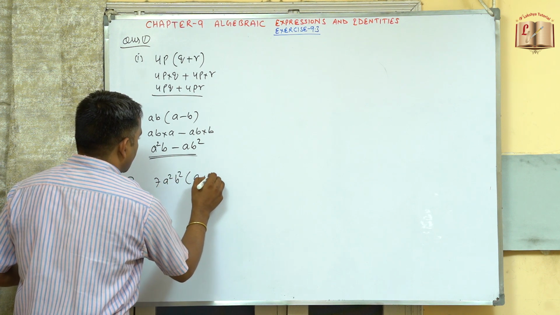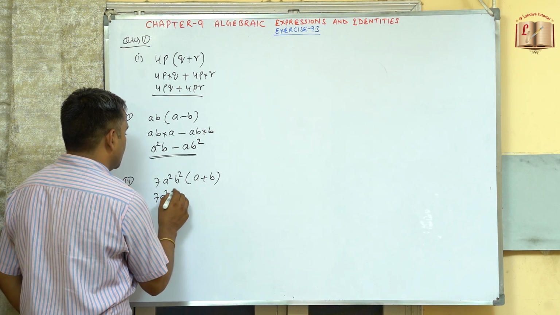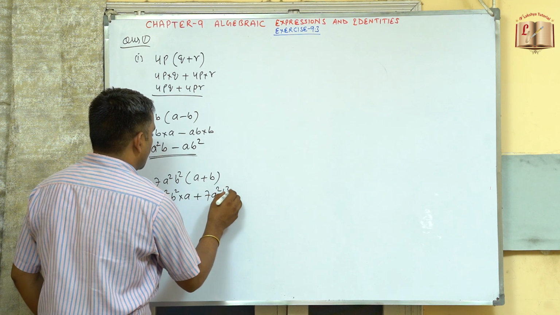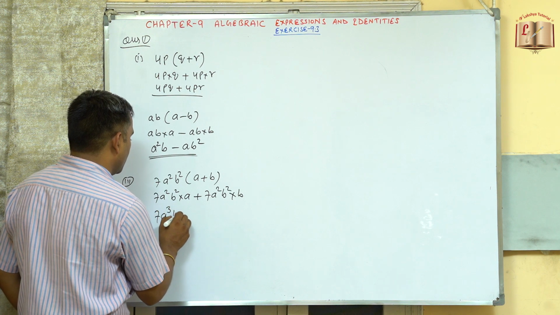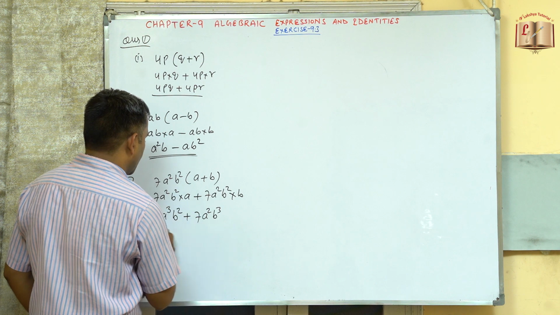So this will be now 7a square b square into a plus 7a square b square into b. So this is now 7a cube b square plus 7a square b cube.